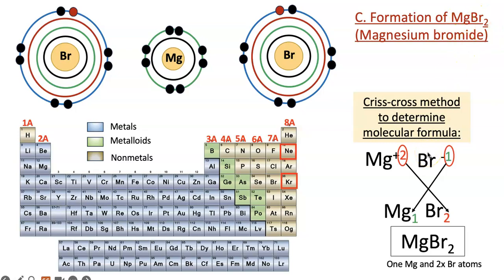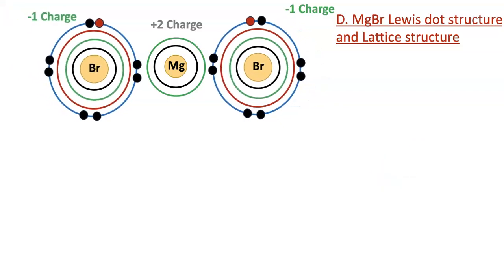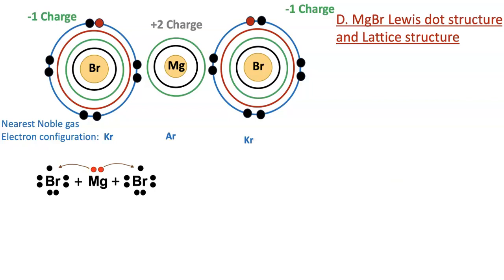Let's now look at drawing the Lewis dot structure for this compound. Magnesium has a +2 charge and they come together and form the Lewis dot structure. Here are their nearest noble gases, and we are going to draw it like this. Magnesium has now lost 2 electrons, and the bromines have gained the electrons. You always put the atom that has lost the electrons between the ones that have gained the electrons.